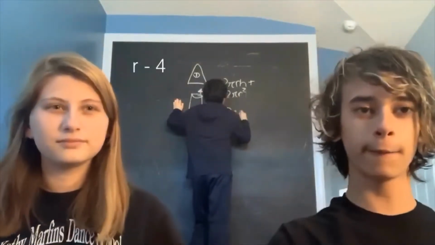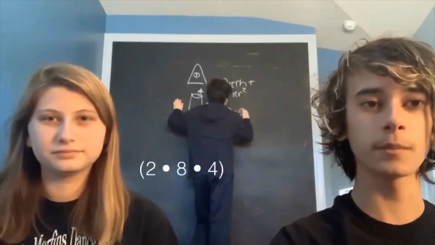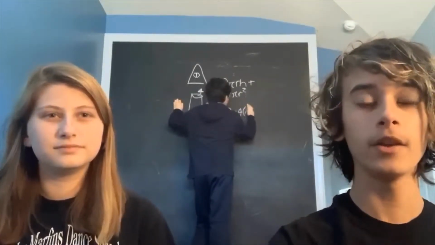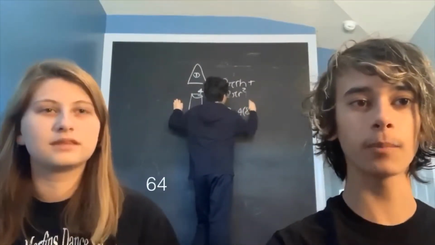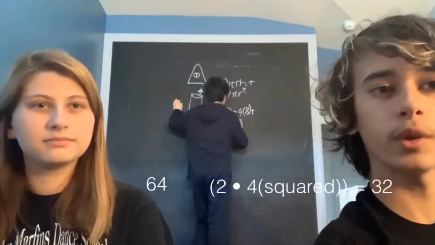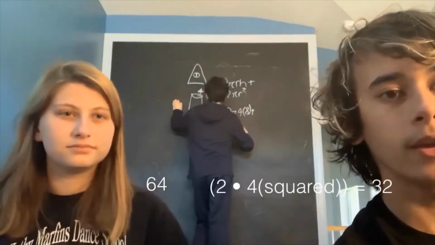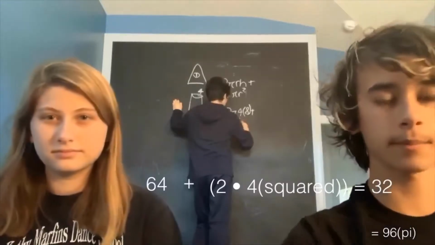So the radius is 4 and the height is 8, which in terms of pi is 64 pi. You take that sum and add in the other part of the equation, which, when doing the math, equates to 32 pi. So when adding it, you get 96 pi.